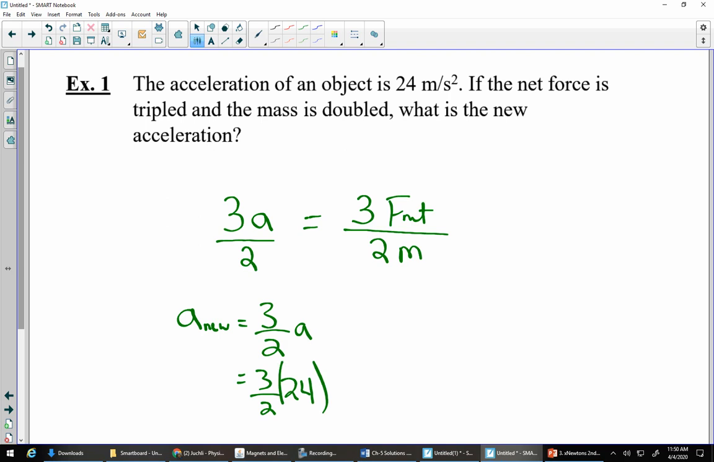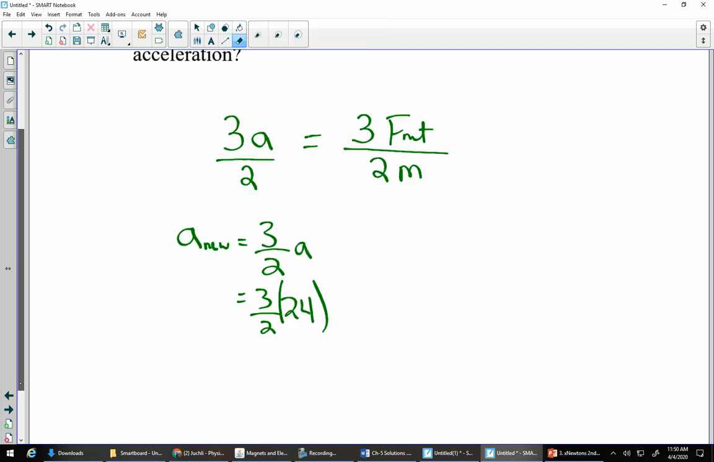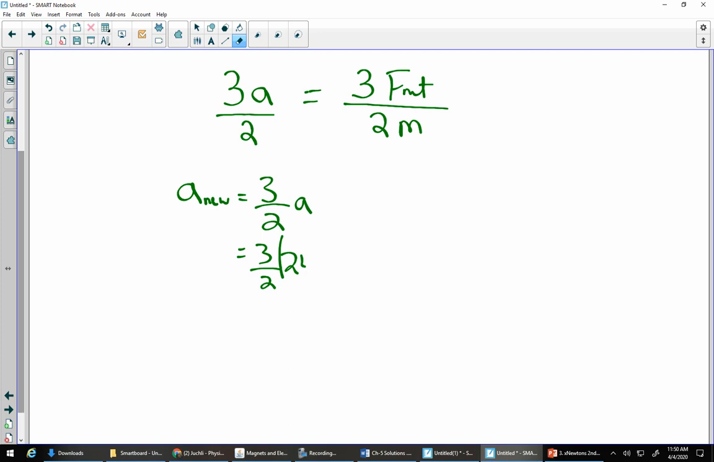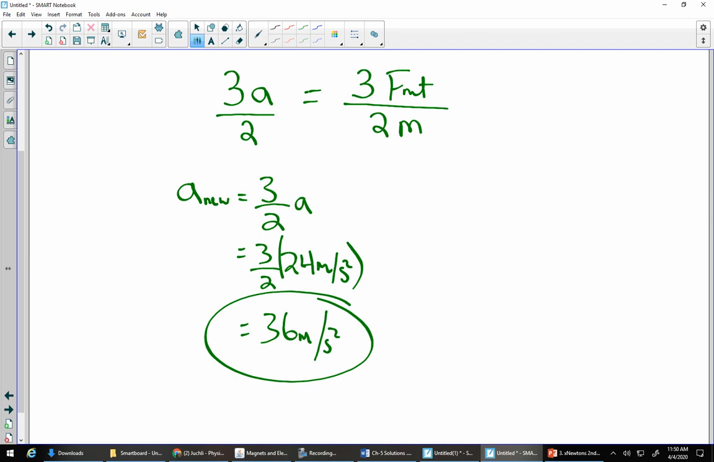24. I'm getting lazy here, not putting units in. Let's fix that. Being lazy never helped anybody out. 24 meters per second squared. So get out your calculators, plug that one in, and hopefully we end up with 36 meters per second squared.